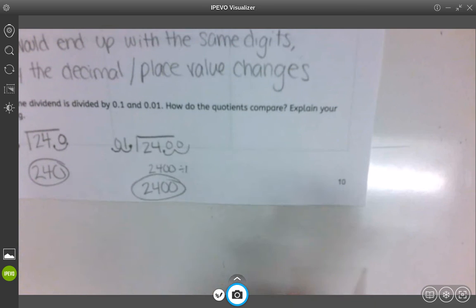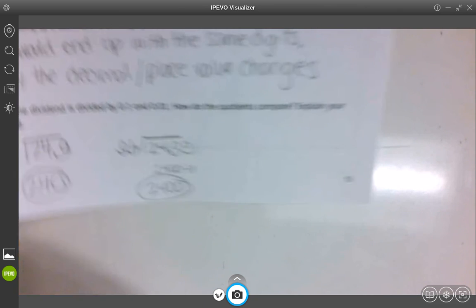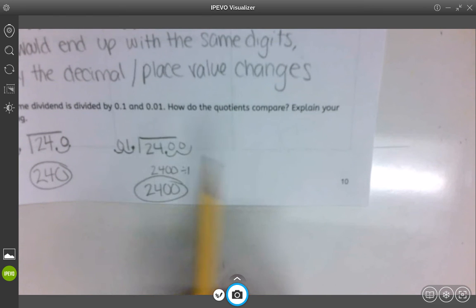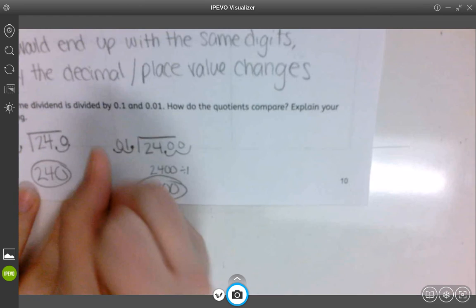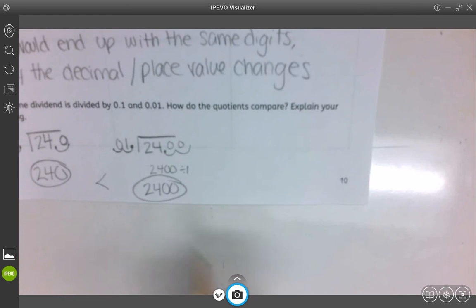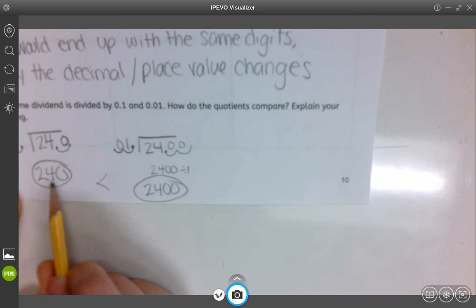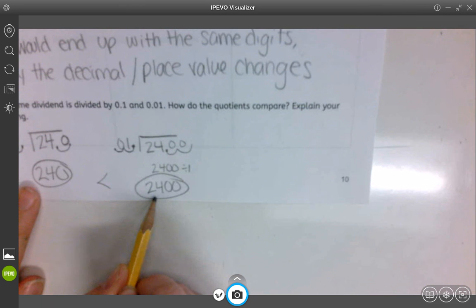2,400. Okay, so we did some example work, and now let's maybe answer the question. How do the quotients compare? How can we compare these two numbers? Well, one thing we can say is 2,400 is greater, but let's be a little bit more specific. And it's greater by what? How did we get there?